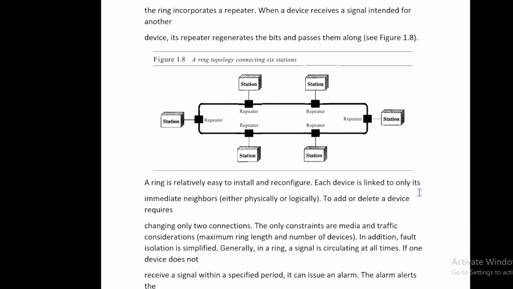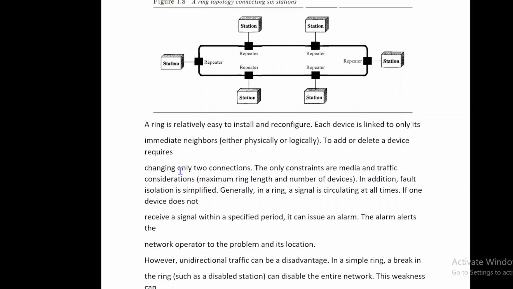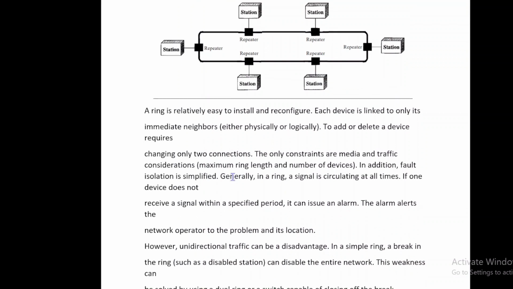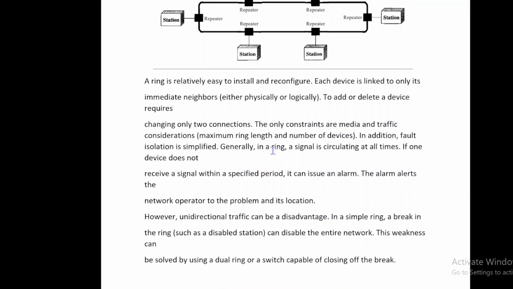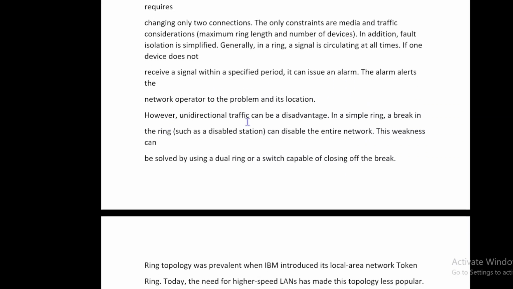Each device is linked to only its immediate neighbors, either physically or logically. To add or delete a device requires changing only 2 connections. The only constraints are media and traffic considerations, maximum ring length and number of devices. In addition, fault isolation is simplified. Generally, in a ring, a signal is circulating at all times. If one device does not receive a signal within a specified period, it can issue an alarm. The alarm alerts the network operator to the problem and its location.